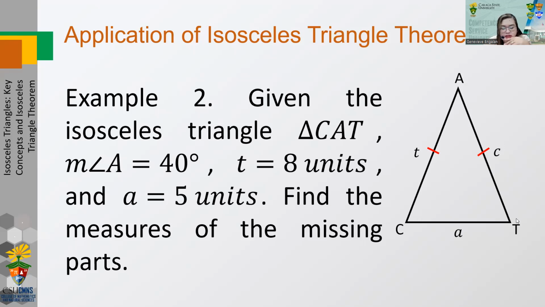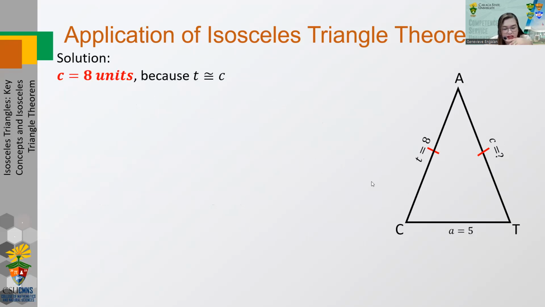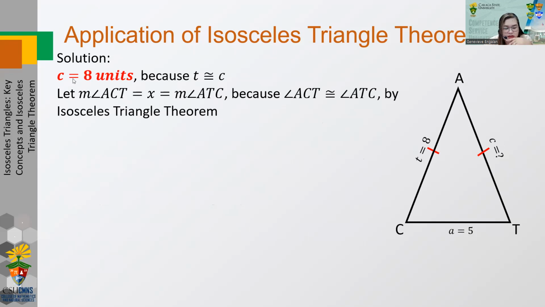So pila man si C ug si T? 180 minus 40, so that is 140. 140 divided by 2, so that's 70. So ingon na siya, no? So C is 8 units because T is congruent to C. So let the measure of angle ACT be equal to x and the measure of angle ATC be also equal to x kay congruent man na sila.